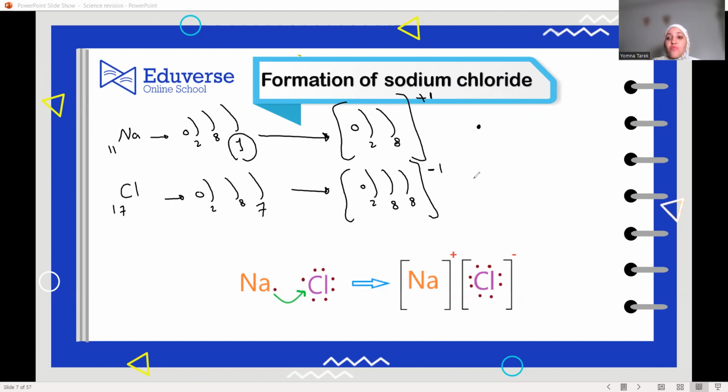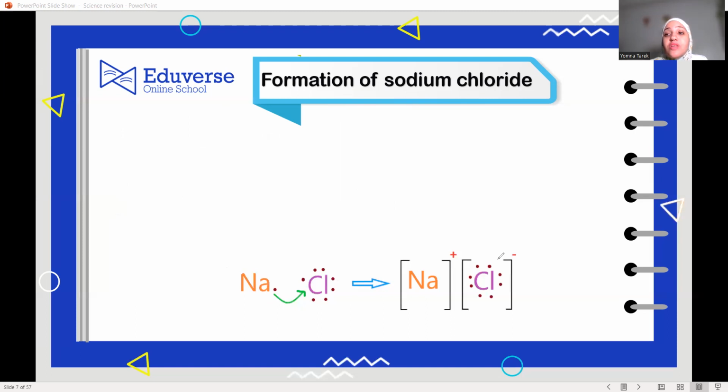From where will it gain this electron? From this one that's lost by the sodium. So this one is going to be here. So the electron lost by the sodium is going to be gained by the chlorine. And when we have positive ion and negative ion, they are going to be attracted together in a very strong way to form ionic bond. This is how ionic bond is formed.